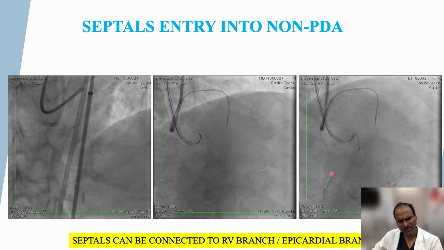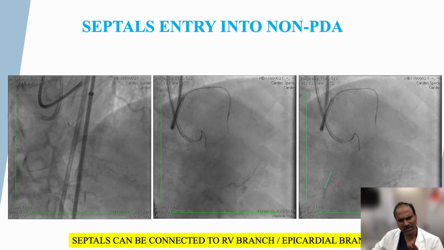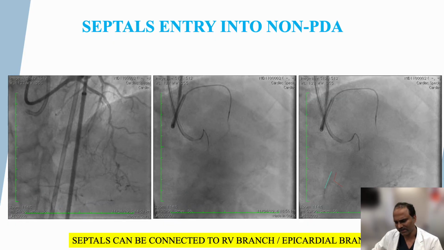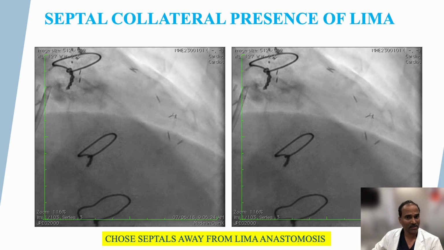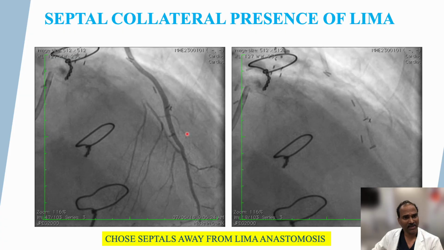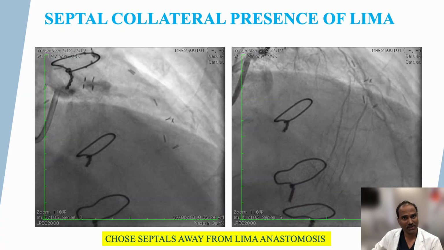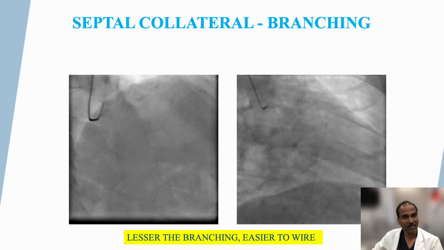The RV branch joins your main right coronary artery in a perpendicular manner. So chances of perforation while pushing microcatheters are very high. So try to avoid these septal collaterals which open into the RV branch. And coming to the LIMA, when there is a LIMA, always go to a septal which is quite away from the LIMA anastomosis, so that you won't damage the LIMA.